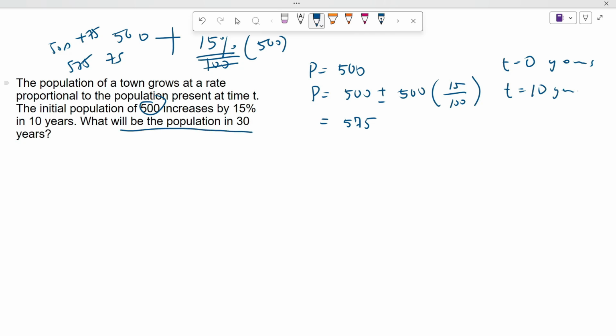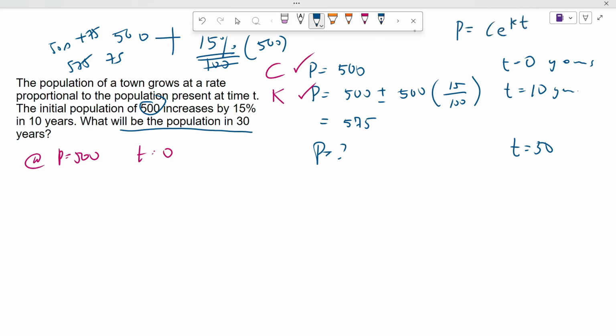What will be the population in 30 years? So first, it's like Newton's law of cooling. Use the initial condition to find C. Use the second given condition to find the value of K. Then in the third condition, that's where we get the unknown, the one being asked. So at P equals 500, t equals 0 years. The formula we will use is P equals Ce^(kt). K is positive because it increases.